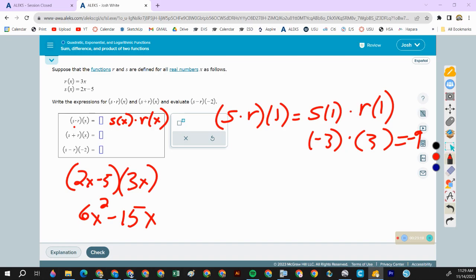How else could I figure that out? I could put 1 in here. Right? Skip the middleman, essentially. So 6 times 1 squared is 6, and negative 15 times 1 is negative 15, so 6 minus 15 is negative 9. So functions don't care if you plug this number into each of those and then multiply those answers together, or you multiply the equations together and then plug in 1. You get the same either way.